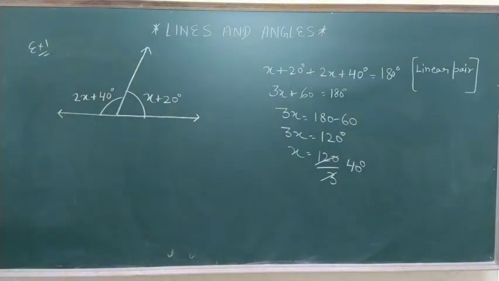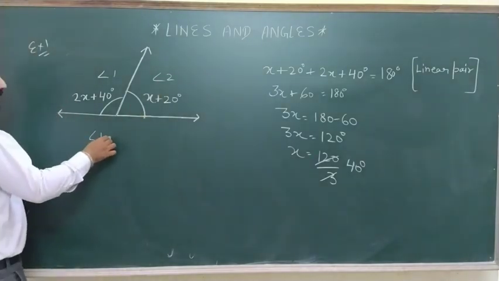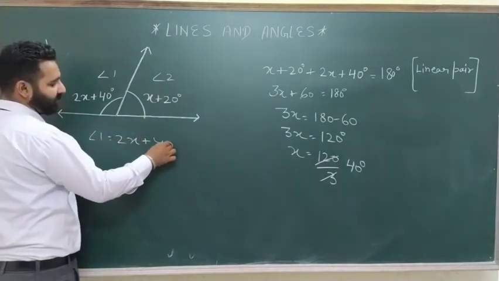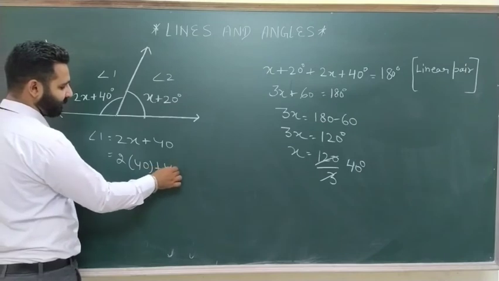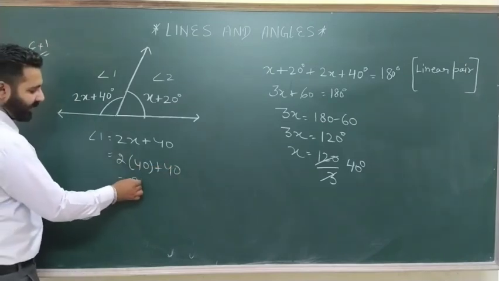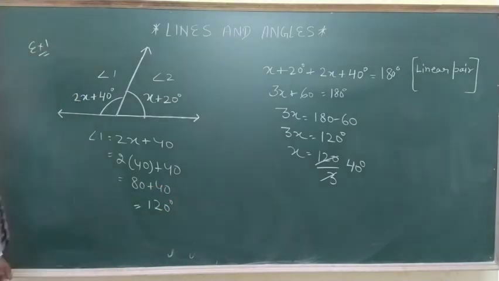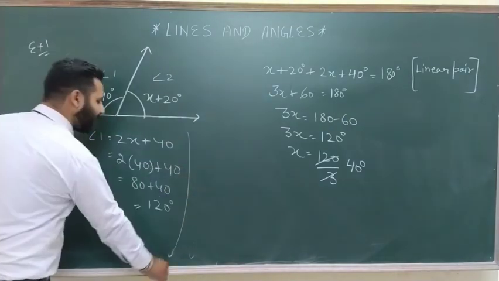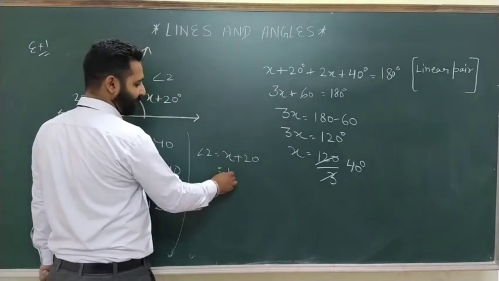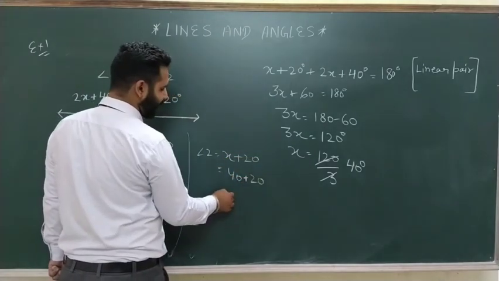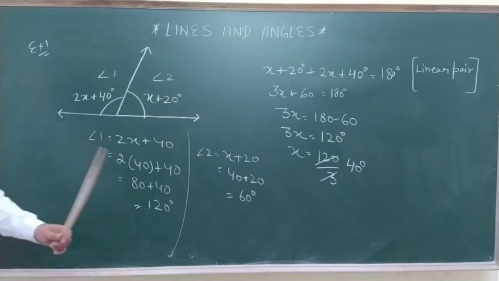Now we have to find the value of the angles. Let this be your angle 1, this your angle 2. Angle 1 is 2x plus 40. We got the value of x as 40. Now solve it: 2 into 40 is 80, plus 40, and the answer we will get is 120. This is the value of the first angle. For the second one, angle 2 is x plus 20, meaning 40 plus 20, and we got 60. So the value of the second angle is 60. I hope it is clear to you.